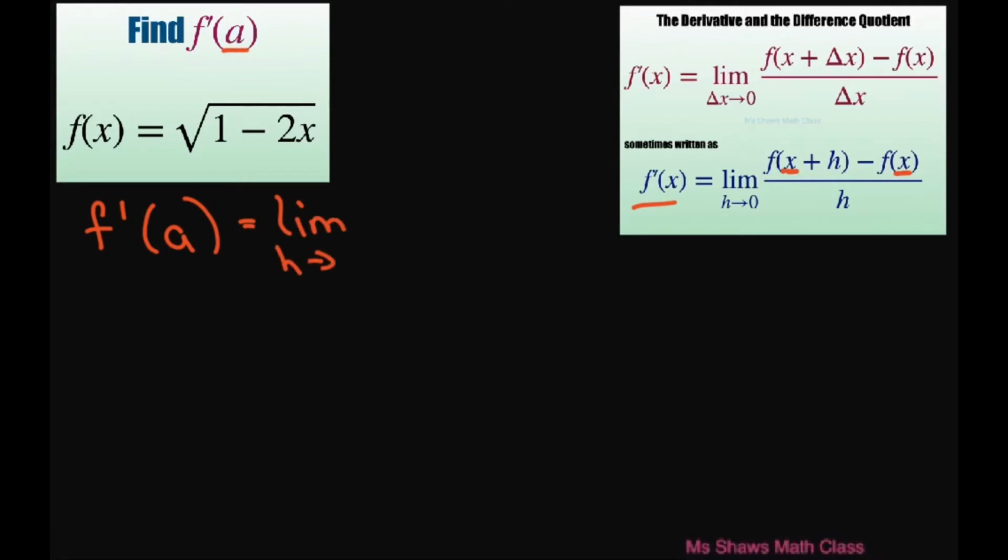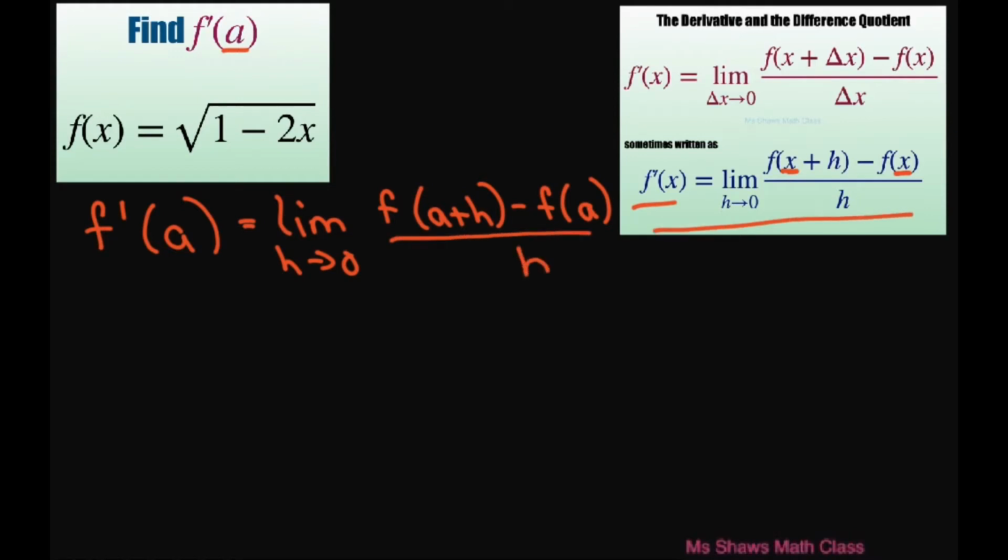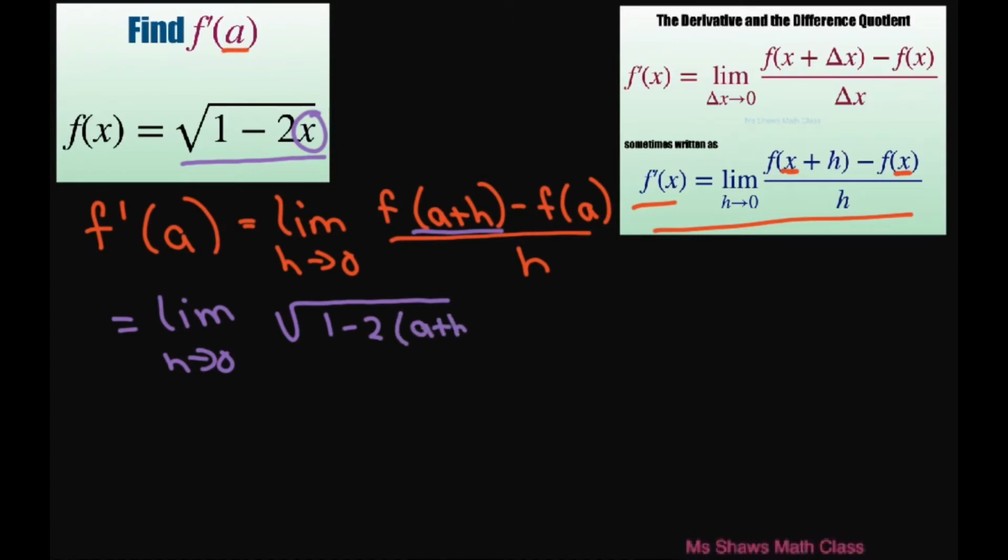as h approaches 0 of f of a plus h minus f of a, divided by h. So the same as this, but with the a. So we're going to take our function f of x, and everywhere there's an x, we're going to put a plus h. So this is going to be equal to the limit as h approaches 0, and then we're going to have the square root of 1 minus 2, and now we're going to put a plus h.